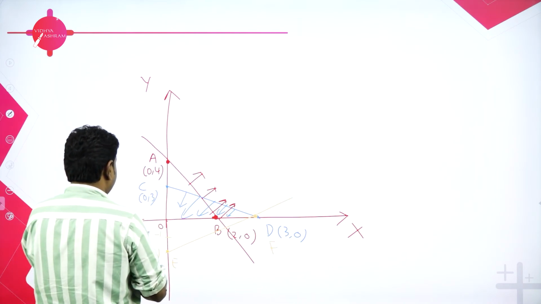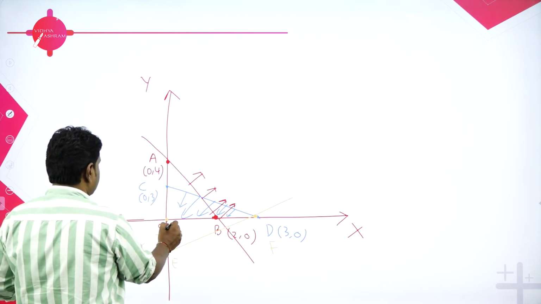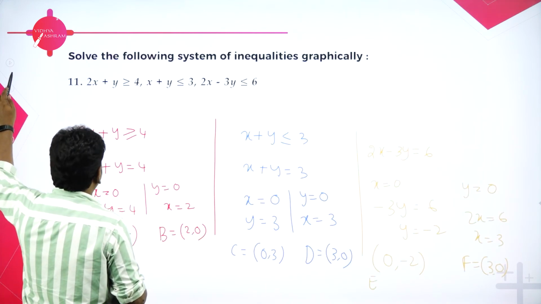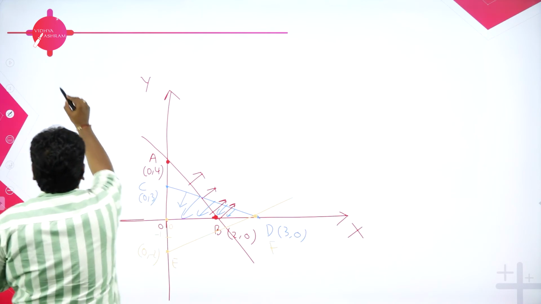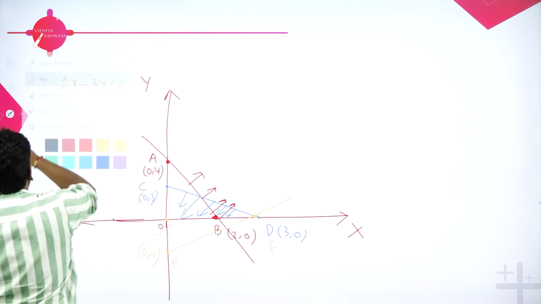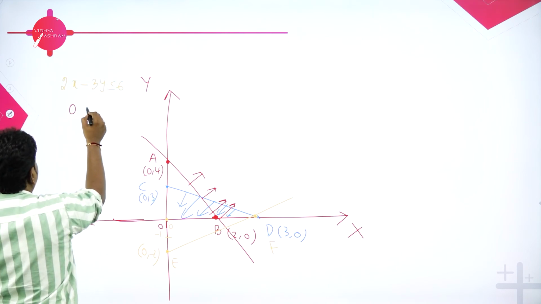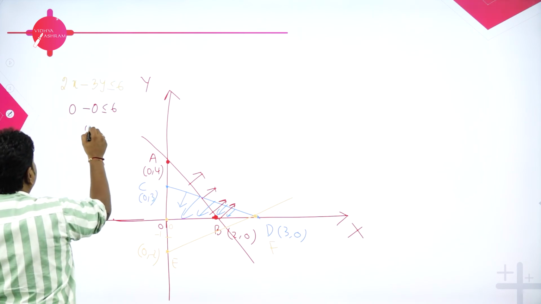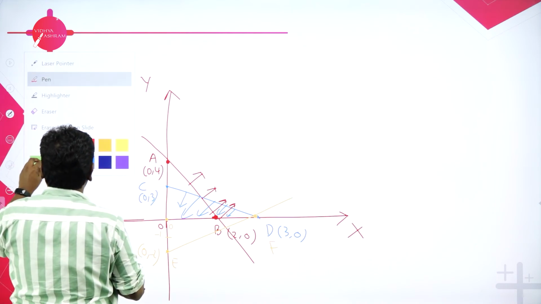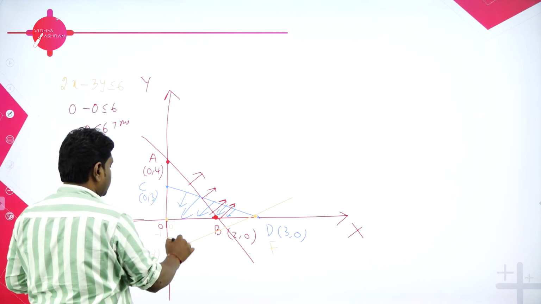Now for this shading, you can see the origin is here. So I'll put the origin in this line to shade 2x minus 3y less than or equal to 6. I'll put origin, means 0 minus 0 less than 6. 0 less than 6 is true. So the shading of the yellow line goes up. So shade up.